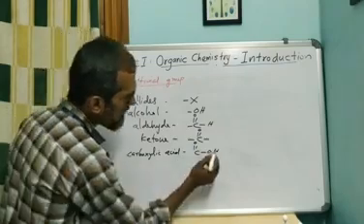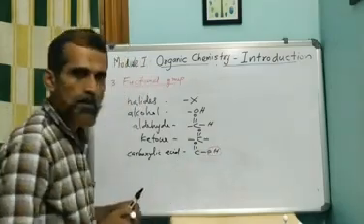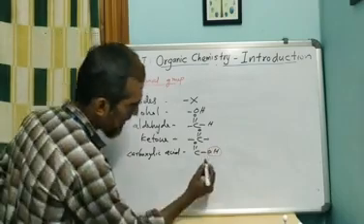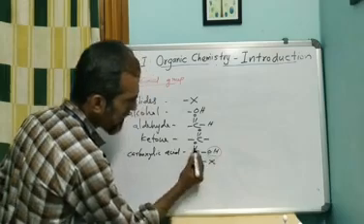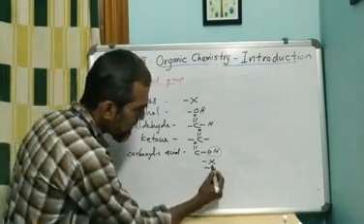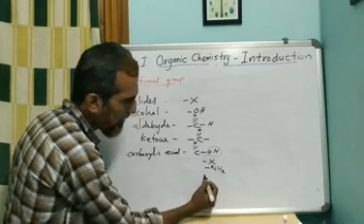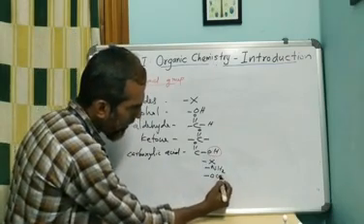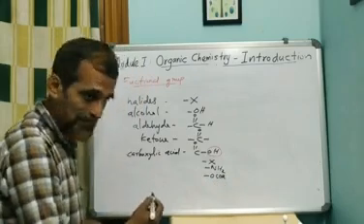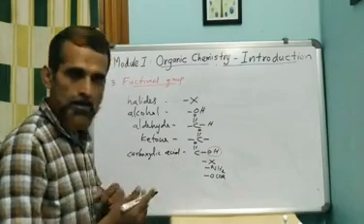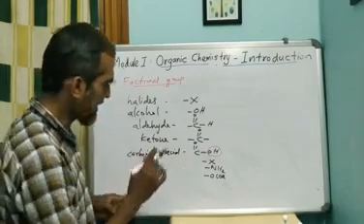By changing this OH group by various groups, like if it is COX, it is called acid halide. If it is NH2, it is called acid amide. If it is COR, it is called ester. If it is OCOOR, it is called anhydride, like that.